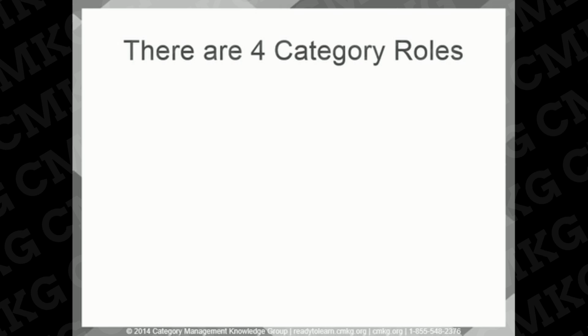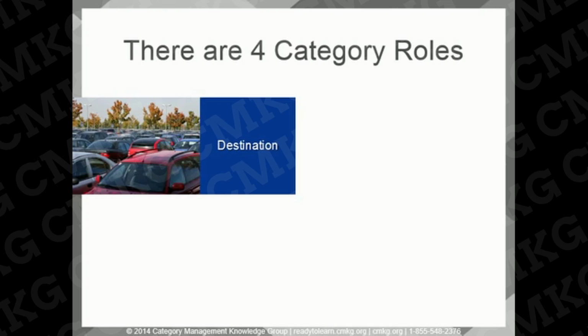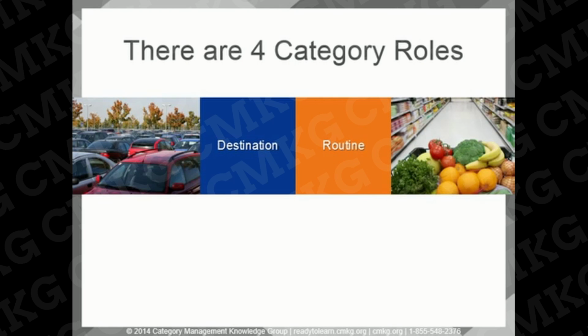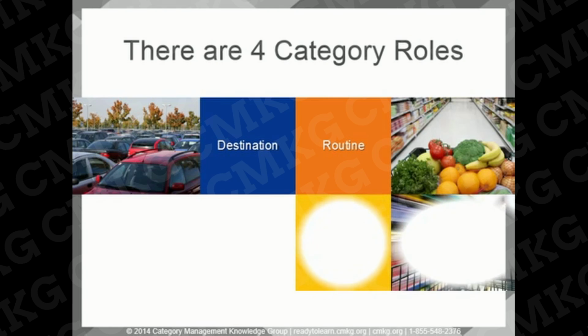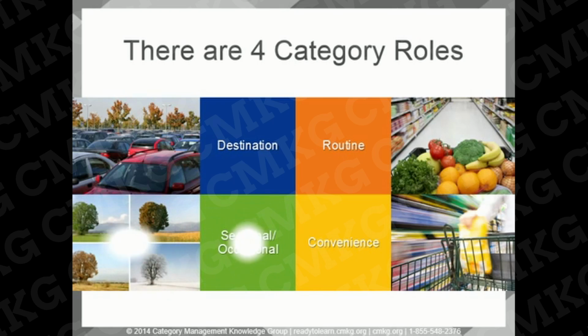Now let's review the 4 category roles. First, the destination role, or categories that get customers to drive to your store. Second, a routine category, or one that's shopped regularly when the customer comes to the store. Third, convenience categories, which may be picked up because the customer is in the store anyways. And lastly, seasonal or occasional categories are ones that may be specific to a holiday or a season. While these are the traditional category roles, you will also hear of other terminology used.